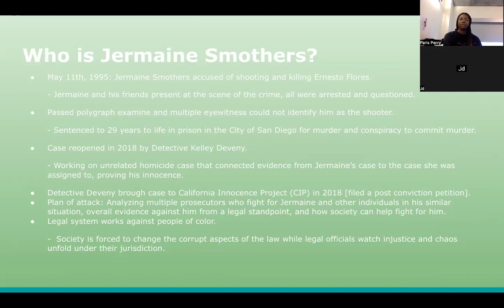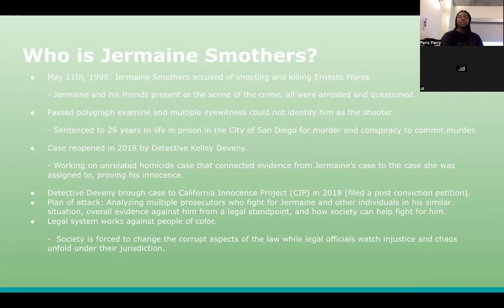When he was being questioned along with all of his friends, they were given polygraph exams, and the police spoke to multiple eyewitnesses. In the polygraph exam, they asked him if he was, in fact, the shooter. He said no, and he did pass the polygraph exam. Many of the witnesses were unable to identify him because it was so dark, so they never got a look at the shooter. But despite all this information, Jermaine was portrayed as the shooter, and he was sentenced in the city of San Diego to 29 years to life for murder and conspiracy to commit murder.